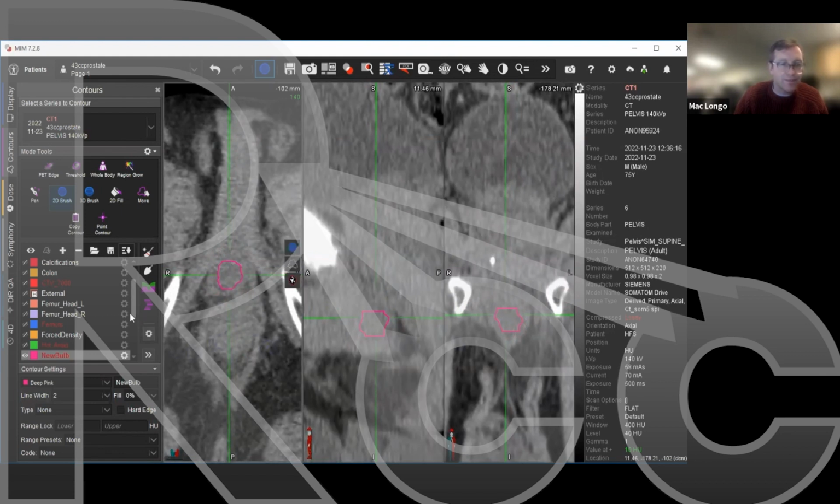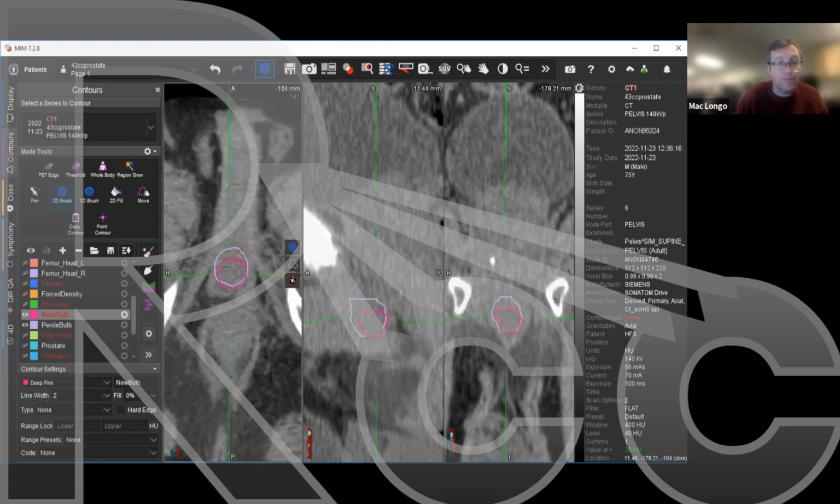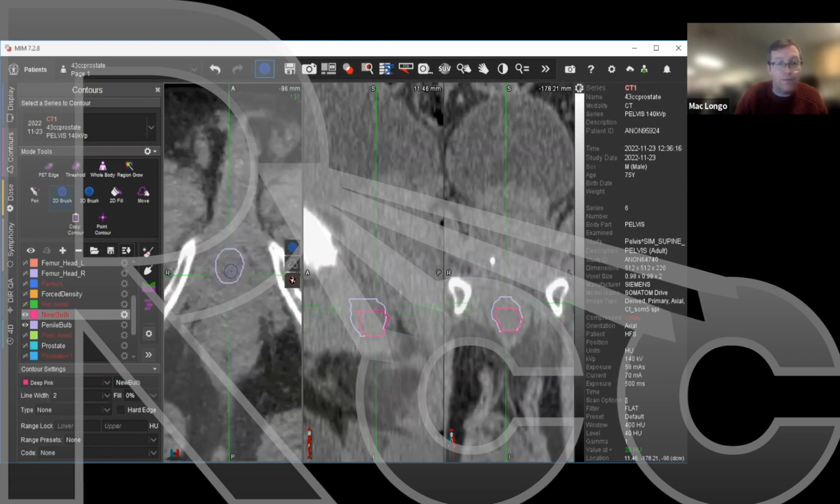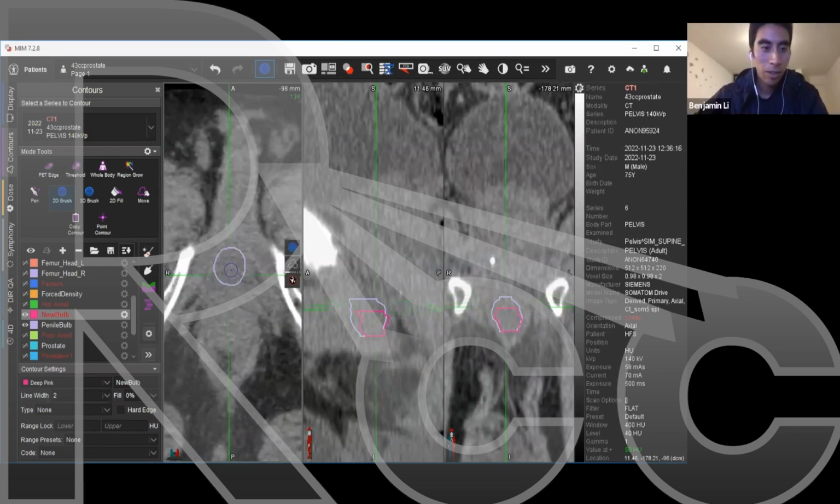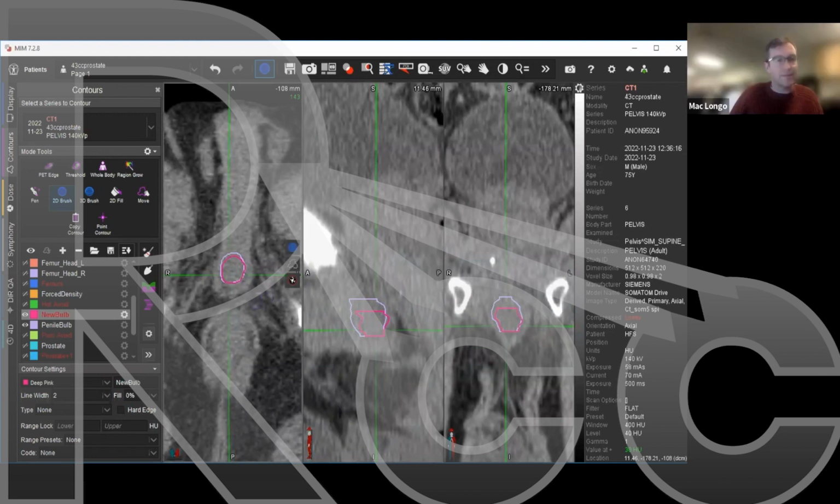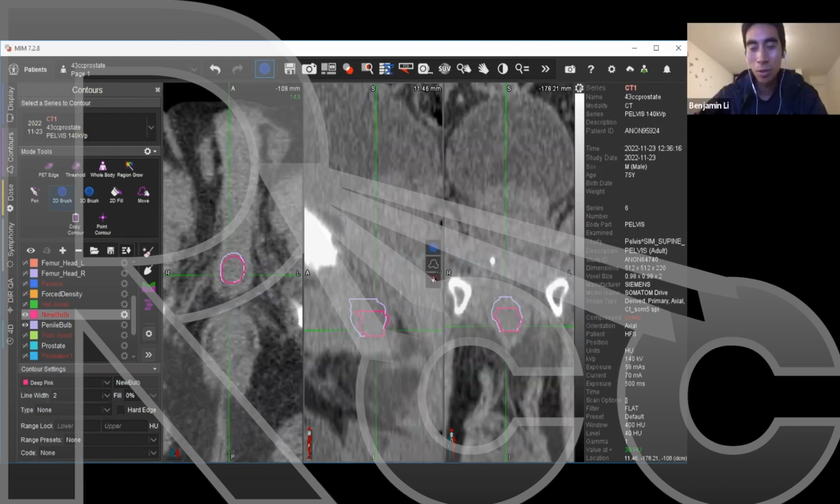Just for fun, let's see what I did when I actually contoured this a little bit of time ago. Oh, wow. So I contoured much more anteriorly and much more superiorly. I don't know. Yeah, and this one is tricky, but I do find that the penile bulb and the prostate contours kind of help one another. Because I can see, okay, how low do I think the prostate is going? How high do I think the penile bulb is going? And what's the space I end up seeing in between them?